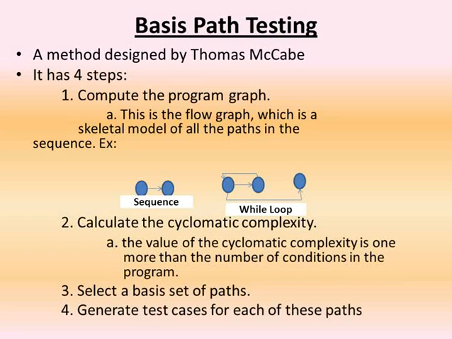The second step is to calculate the cyclomatic complexity. The value of the cyclomatic complexity is 1 more than the number of conditions in the program. The third step is to select a basis set of paths. And the fourth and final step is to generate test cases for each of these paths.